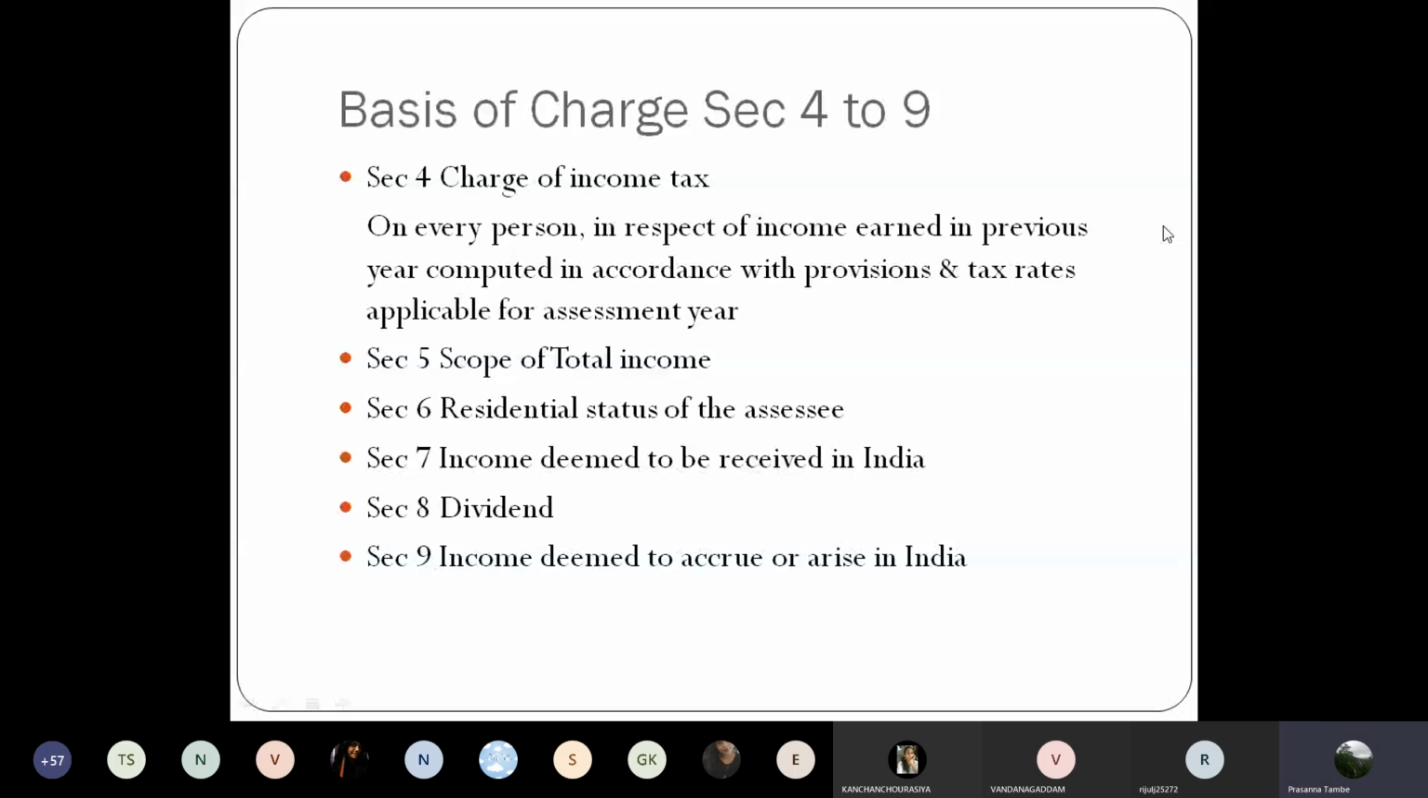Now we come to one very important, that was the last definition actually. And now we come to another important aspect of taxation called the basis of charge, section 4 to section 9. Just one second.